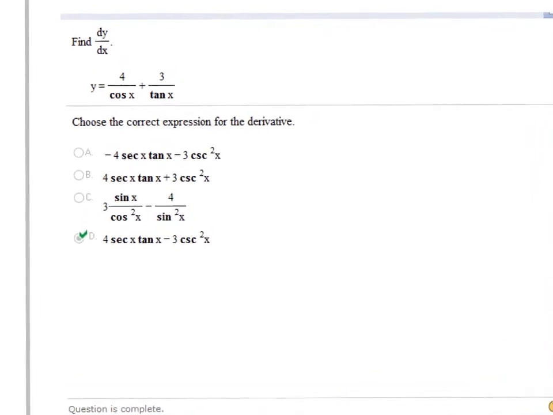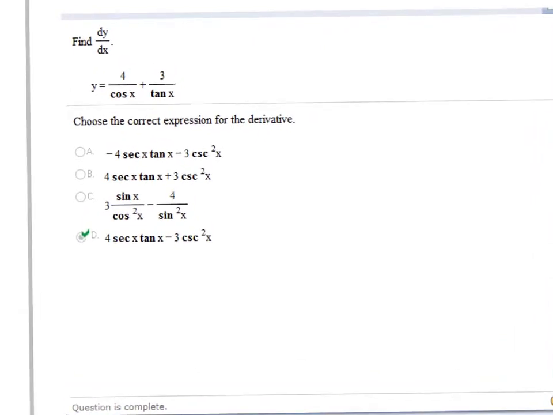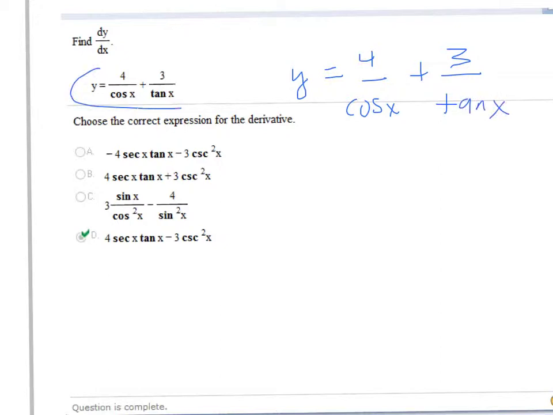I'll zoom in on that. So again, I'm always picking problems from the book and from the online work that we can work through together. I'll rewrite it for starters. It says y equals 4 over cosine of x, plus 3 over tangent x. So that's what's given here. We're asked to find dy/dx. So find the first derivative, find y prime basically.